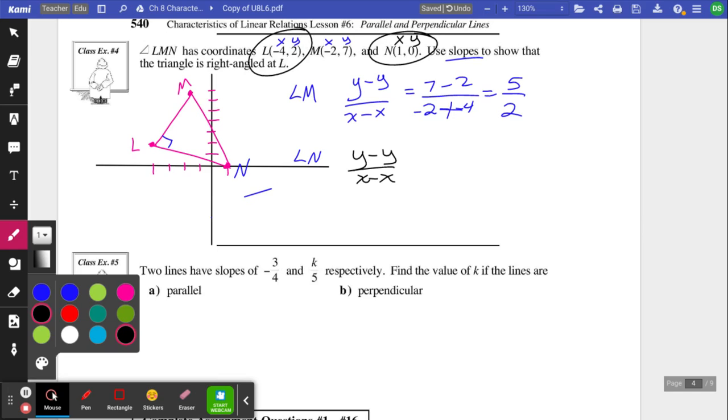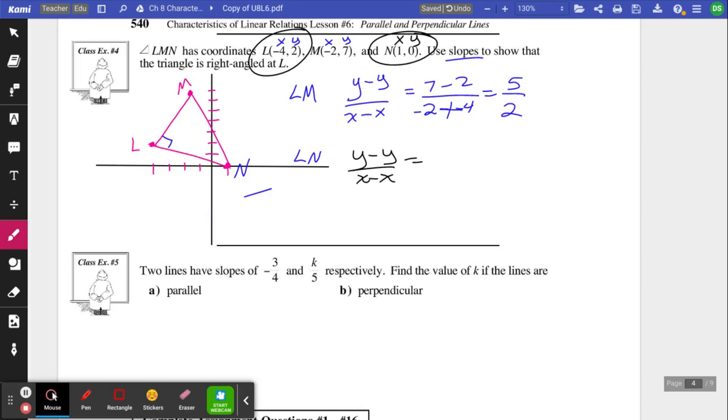Do you understand, people, that 30% of math is being neat and orderly and labeling things properly? Right? That's 30% of the problem. Right? So just getting it done. Okay, so what do you want to try again? 2 minus 0, thank you. And -4 minus 1. Right on. I get 2 over -5.